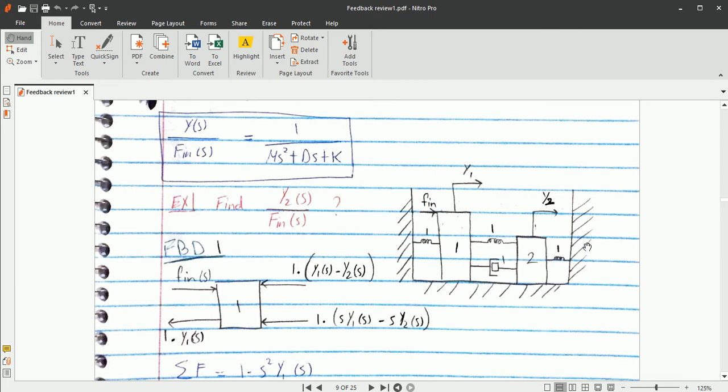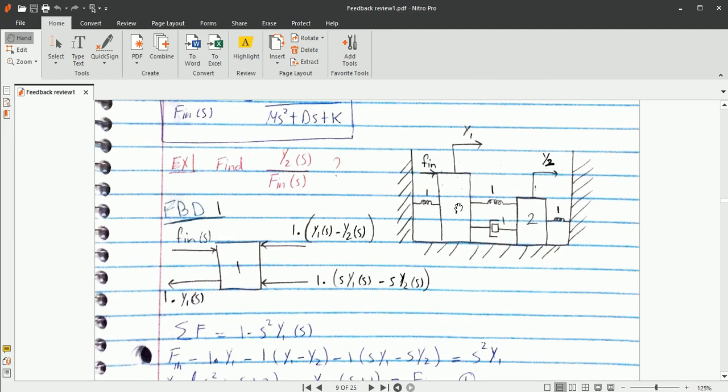Now this question: you have two masses, a mass of 1 kilogram and a mass of 2 kilogram, and here you have a spring of 1, a damper and 1 coefficient, and you have two distances y1 and y2. And where is the force? Here is the force F in. Now first make the free body diagram of 1 and then make the free body diagram of 2. Then you will have two equations with variables y1 and y2. Then you apply Cramer's rule and you will get the transfer function whichever you want. You want the transfer function y2 over F in.